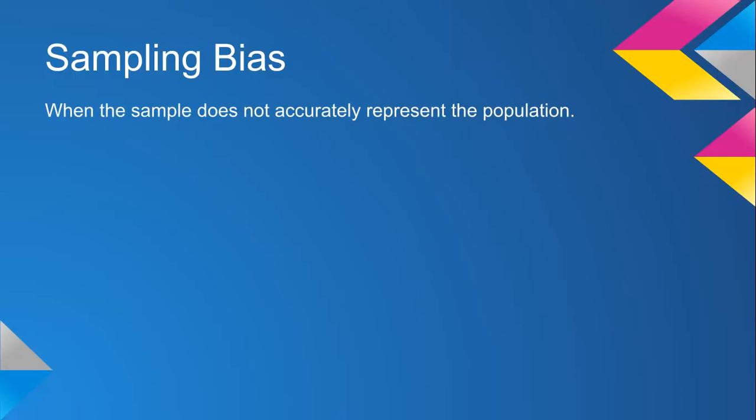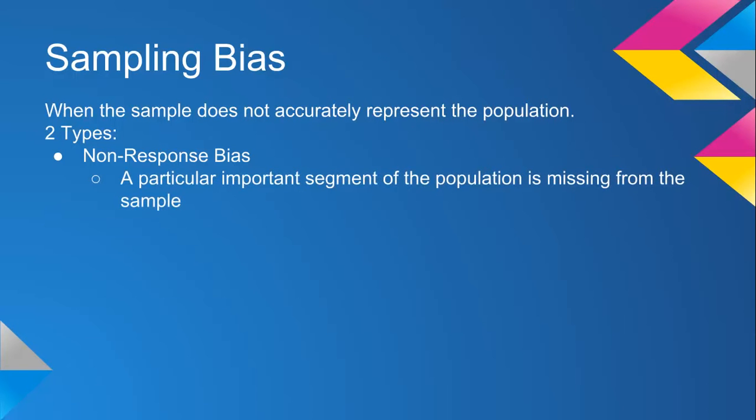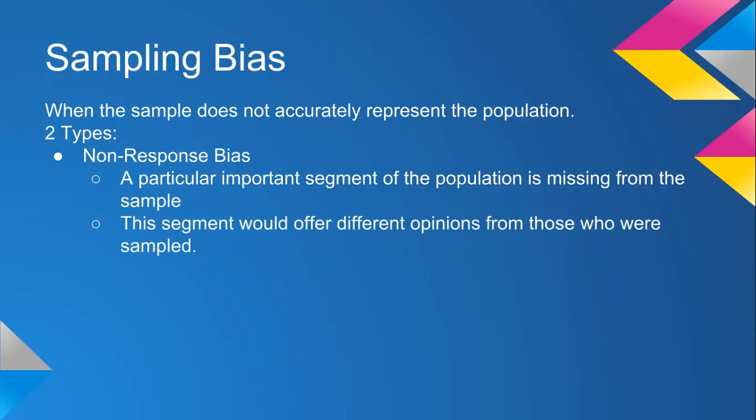So sampling bias in general is when the sample simply does not accurately represent the population. Just simply, that's what sampling bias is. There's two types, and the first one is a specific type, and the other one is just generally sampling bias. Non-response bias is when an important segment of the population is missing from the sample. So you are missing a segment that would have a strong voice that you want to hear. This segment will offer different opinions from those who were sampled.